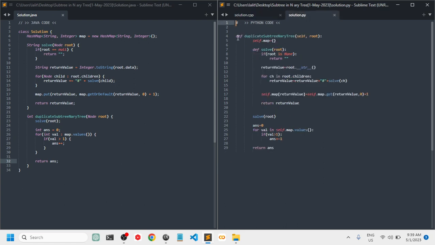And see the Python code here. Now there is one thing special. See the beauty of Python code: I have written a method inside a method. This is how Python works. After that I have the same solve function, and I'm going to check all the values in the map.